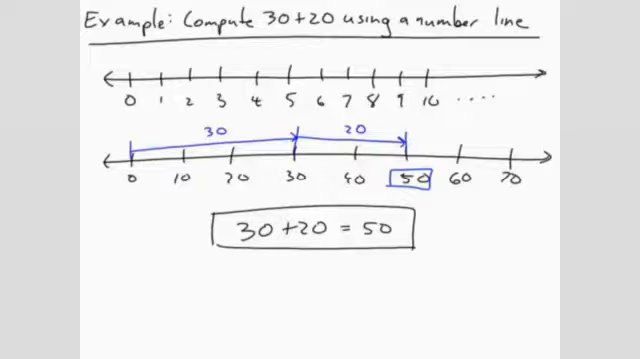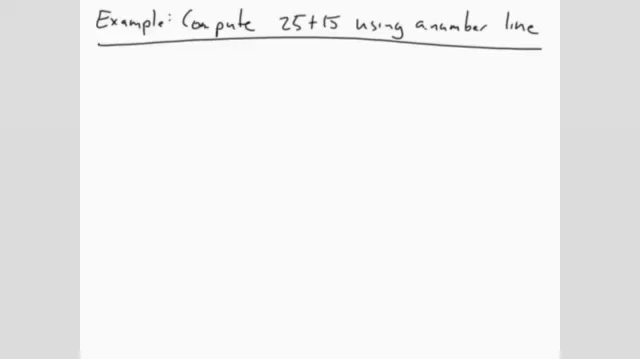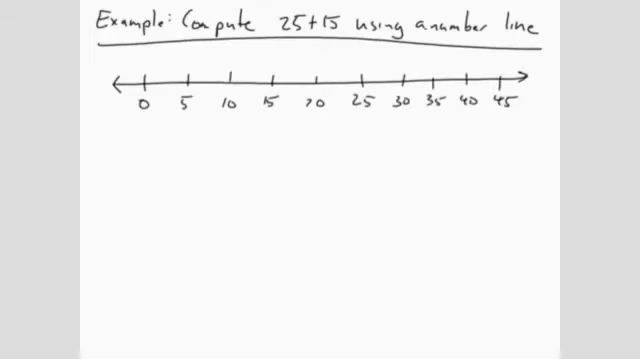We will do one more example. Example: compute 25 plus 15 using a number line. What number works well with both 25 and 15? 5 does. So we will draw the number line using multiples of 5. Starting from 0: 5, 10, 15, 20, 25, and then 15 more: 5, 10, 15. 25 plus 15 equals 40.